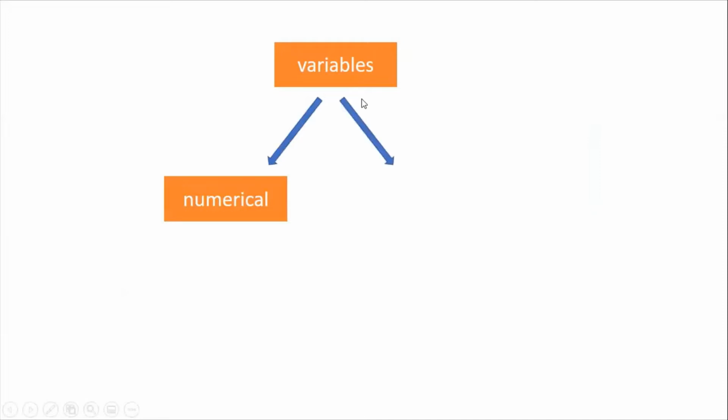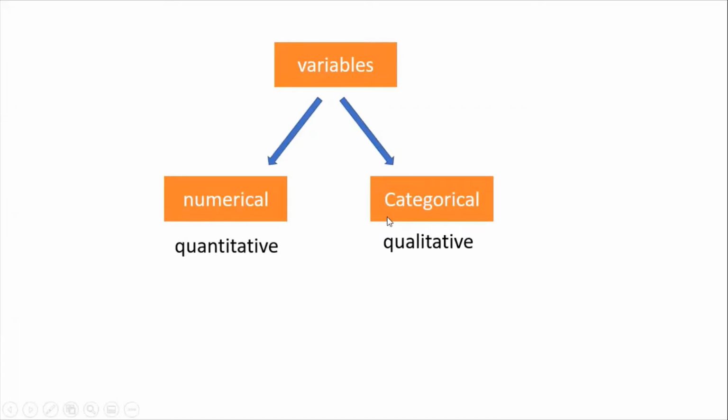Okay, so we are talking about variables. When we try to think about the data collection process and what kind of data we are going to collect, we usually talk about it in terms of variables. Okay, so generally we talk about variables in two groups. The first group is numerical, and the second group we call categorical. I think a lot of people are already familiar with this.